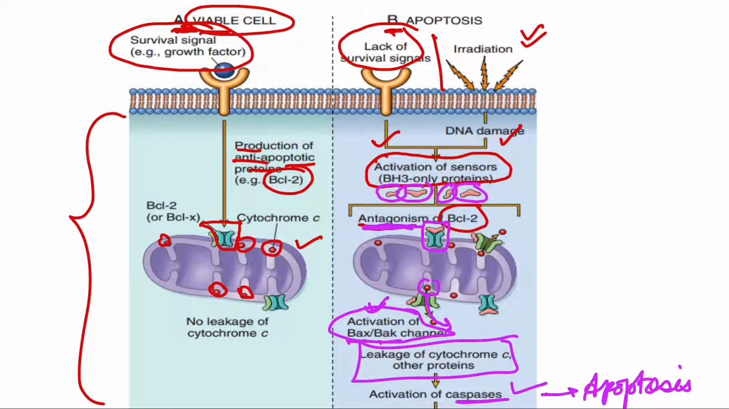So you can see synthesis of BCL2 and BCL-X is also dependent on the survival signals. Here there is lack of survival signals, so BCL2, though there is antagonism also, but at the same time BCL2 and BCL-X, their synthesis is also decreased because there is lack of survival signals.